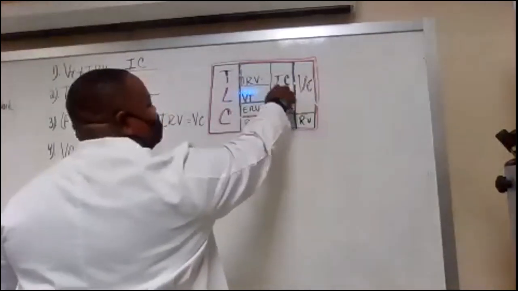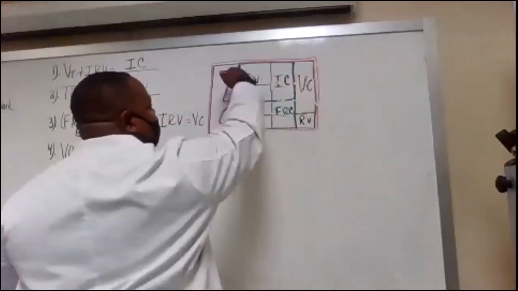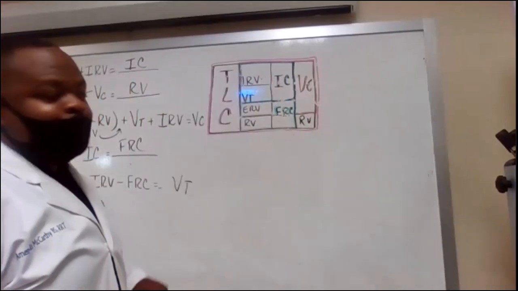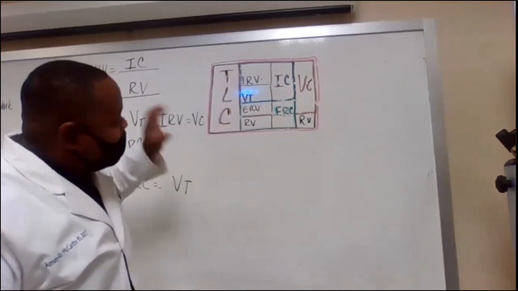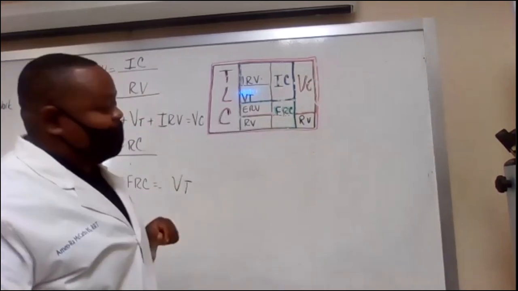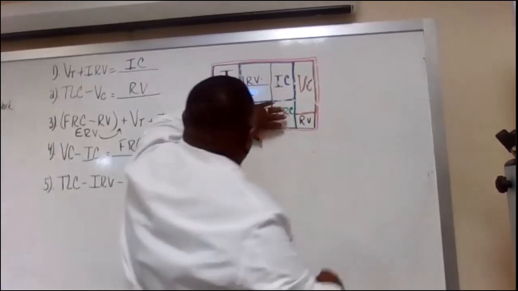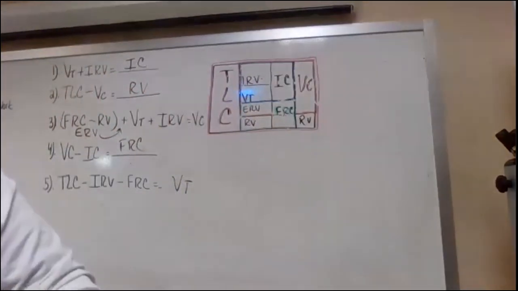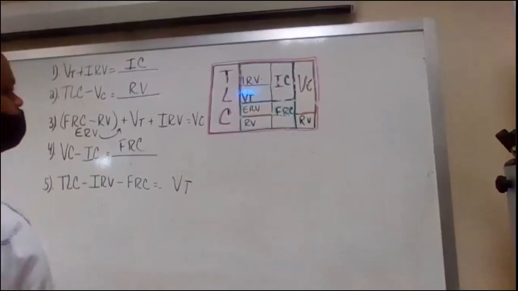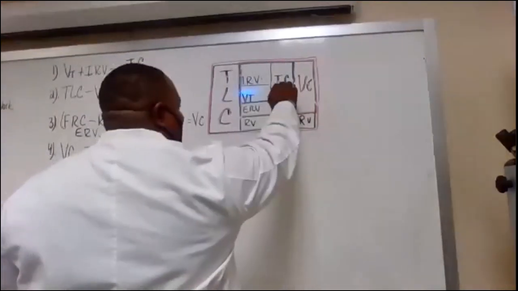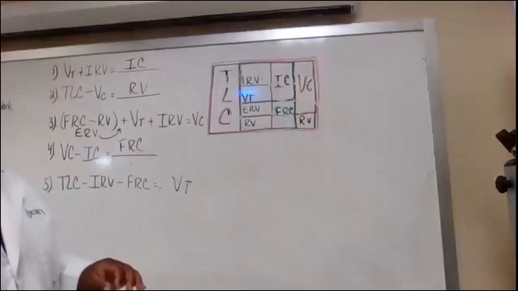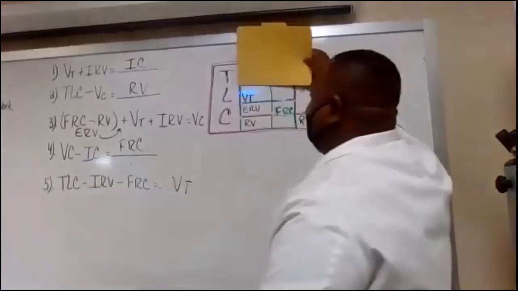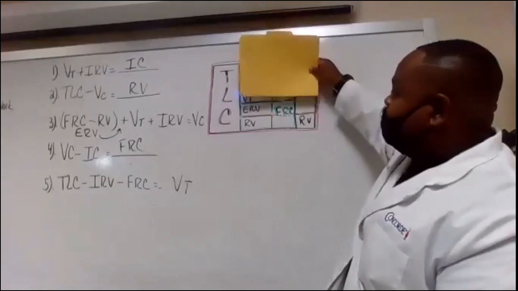Because the IC is both IRV plus VT. So if I take away the IRV from the IC, then all I have left is the tidal volume right there. Then they say not only that, they want you to take away the whole FRC as well. You take the FRC and the IRV, the only thing you have left is tidal volume. Bottom line is, IRV plus VT is IC. They didn't say take out the whole IC. They just said take out the IRV part. If they say take the whole IC out, then you have to do all of that.